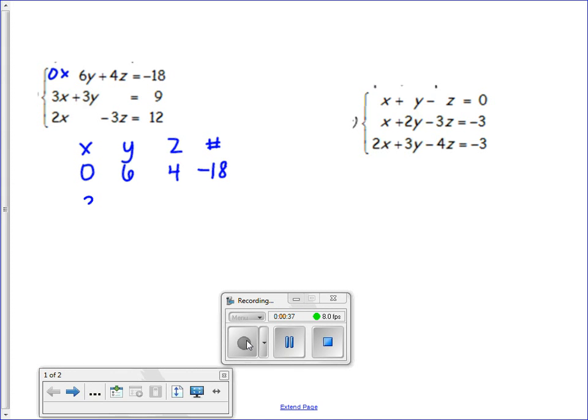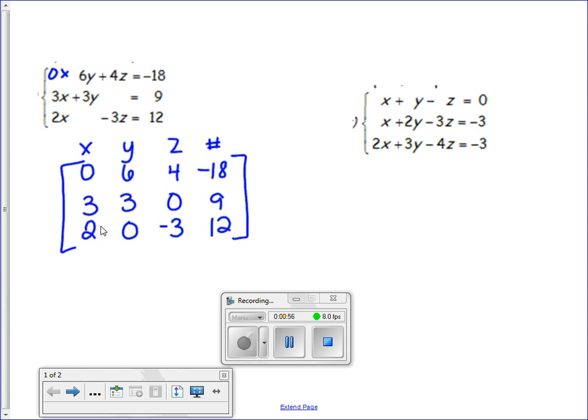The next row, 3, 3, no z, 9. The third one, 2, no y, negative 3 for z, and 12. So this is what we're going to put into our calculator as a matrix and let my calculator do all the operations. So write this much down and I'll show you how to use your calculator.